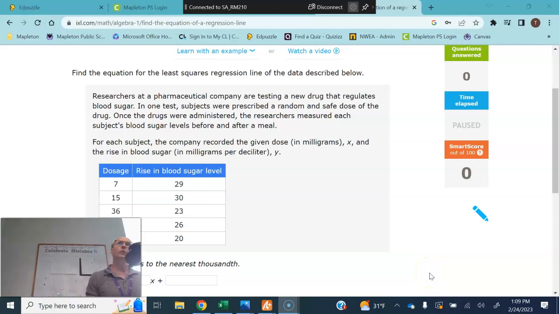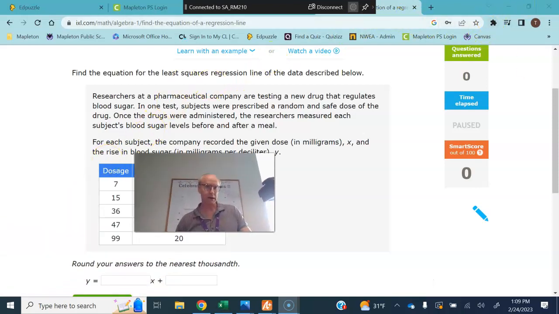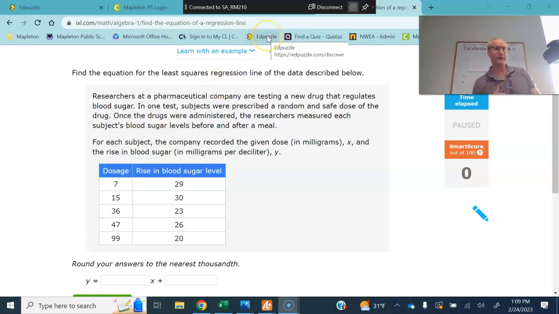Okay, guys, what we have here is some information from a research facility. They said that they're going to give people a dosage of this drug, and then they're going to check the rise in blood sugar level.